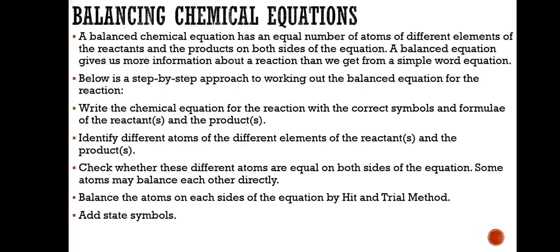The next step is to balance the atoms on each side of the equation by the hit and trial method. This means that you analyze the number of atoms on each side, and if a number is missing, in order to balance it, you add it to either side, either the reactant or the product. The last step is to add state symbols, where you indicate which phase the reactants or the products are in: solid, liquid, gas or aqueous.